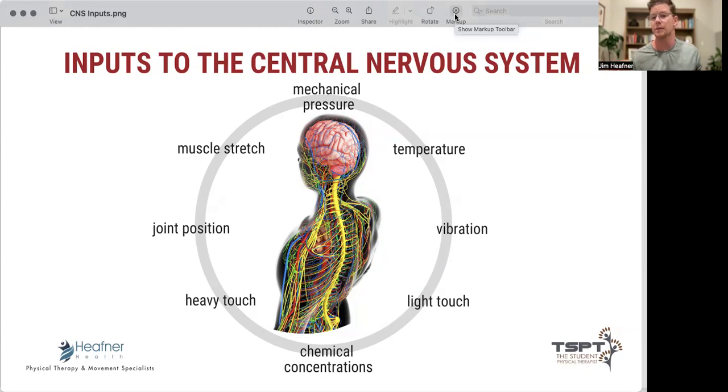By giving that sort of input into the system, we're helping rework or rewire how they can process that input. Now, ultimately, we need to get those people back exercising, loading, doing functional activities to get them back to their goals. But the way to jumpstart or kickstart this process is to work on some of these inputs to the nervous system.